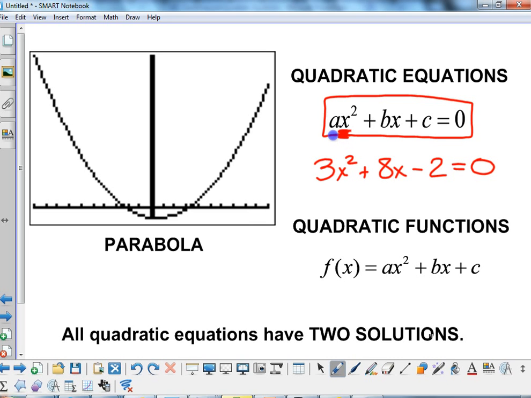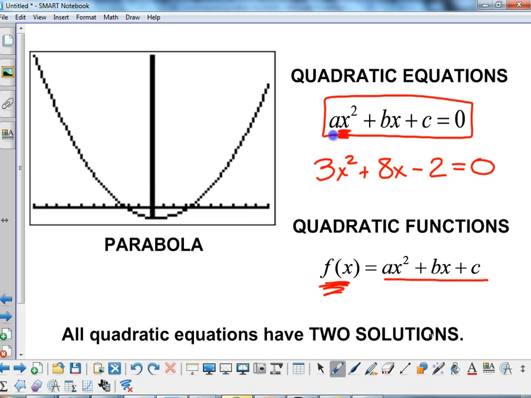You can also stumble across what we call quadratic functions. A quadratic function is basically in the same form, but it's just got the f of x out here, written a little bit differently than an equation, but we can still solve it and find what we call the zeros of that function, and we'll look at some of those today as well.